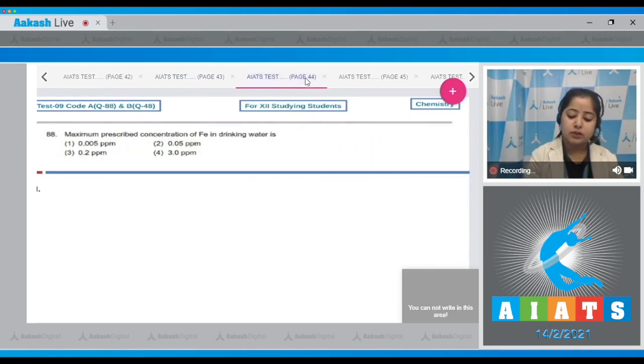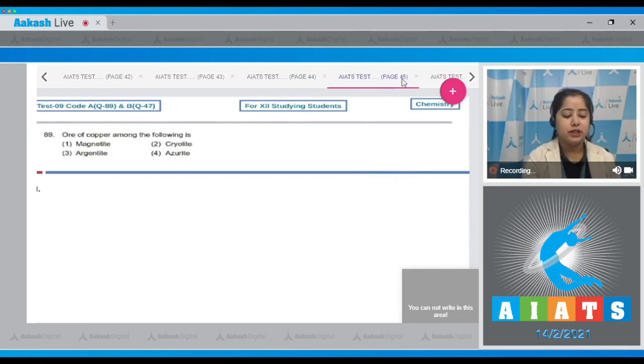Moving to the next question, which is question number 88. Let's read it. The maximum prescribed concentration of Fe in drinking water is. Students, the maximum prescribed concentration of Fe in drinking water is 0.2 ppm. That means the correct answer is option number 3. Moving to the next question, which is question number 89. Let's read it. Ore of copper among the following is.